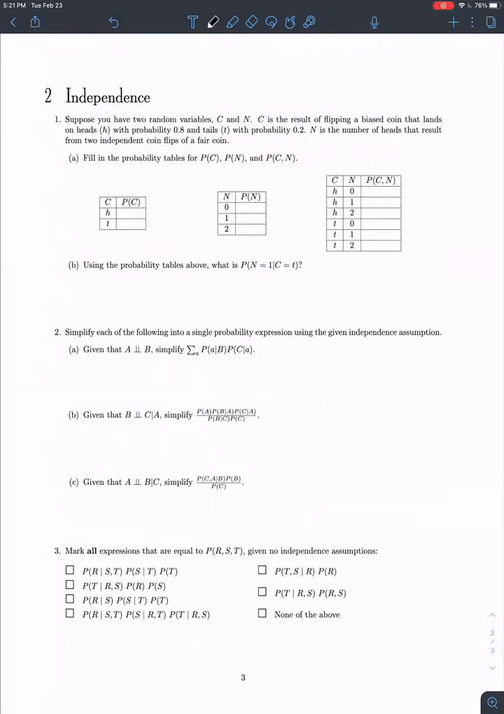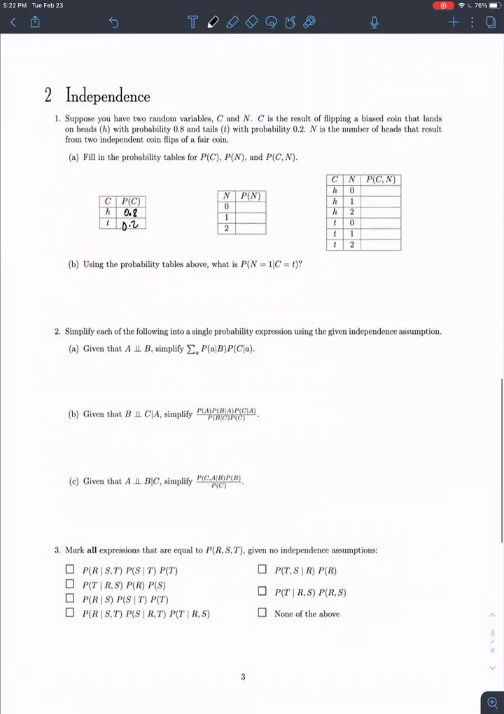For C, you flip a biased coin that lands on heads with probability 0.8 and tails with probability 0.2. N is the number of heads that result from 2 independent coin flips of a fair coin. So probability of C: it lands heads with probability 0.8, so we can fill in this entry. How likely is it to land tails? 0.2, right? 1 minus 0.8. Now the number of heads that result from 2 independent coin flips of a fair coin.